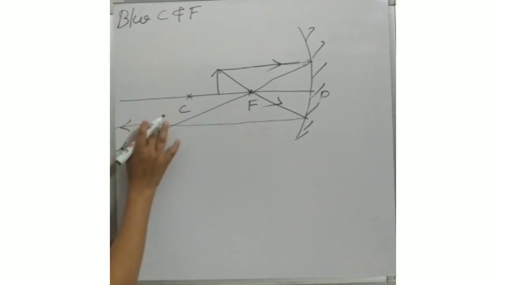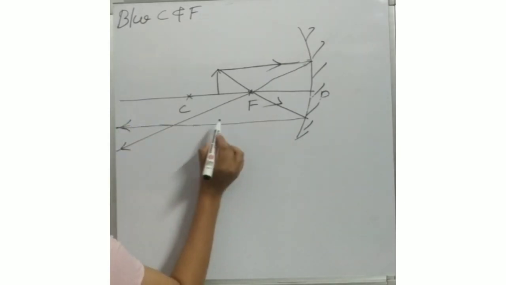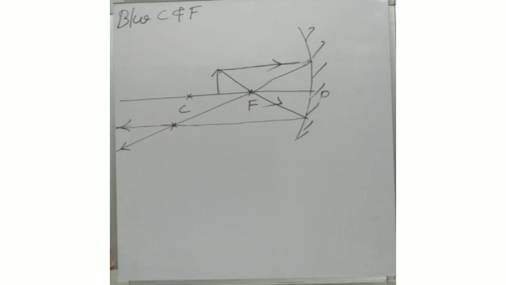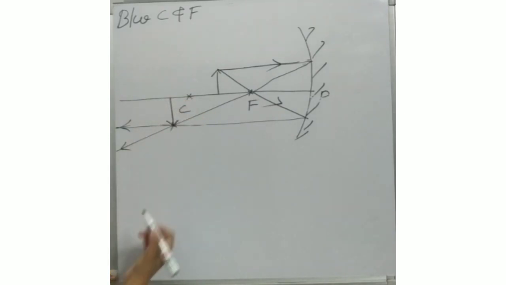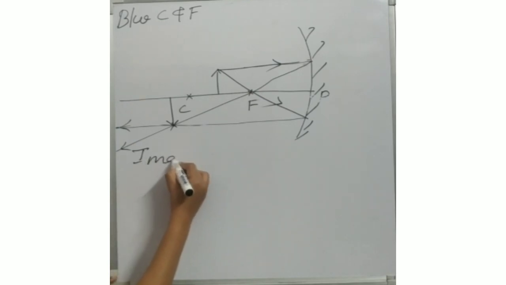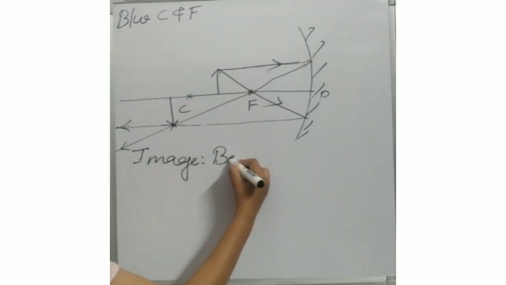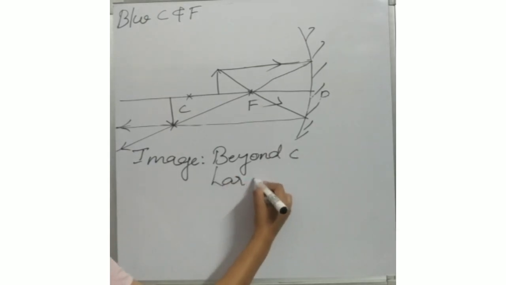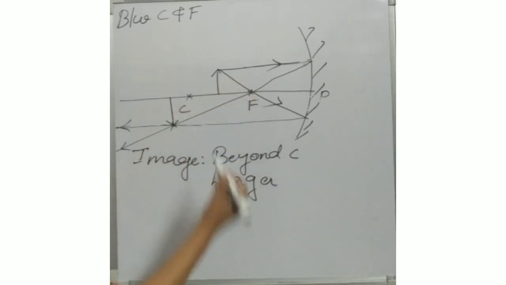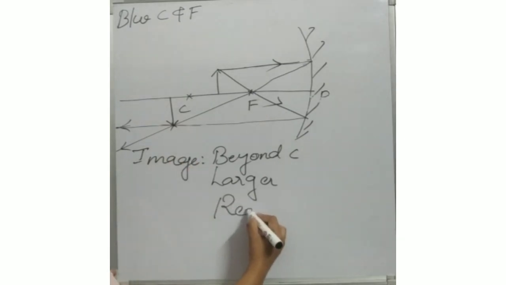Now, if a ray comes through F, it will reflect parallel to the principal axis. Now, this is the point where they meet each other, where the two reflected lines meet. So we will get the image here. The image is obtained beyond C, at a position beyond C, and it is larger than the object. By comparing it, we can see the image is larger than the object, and it is real. We got it by real coincidence of the lines, and it is inverted.